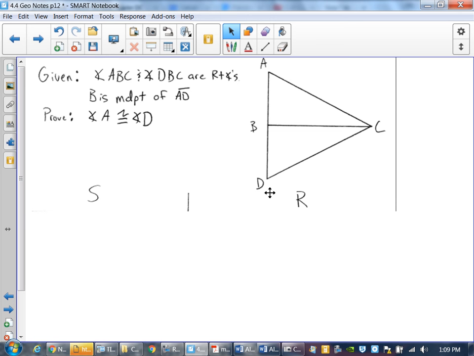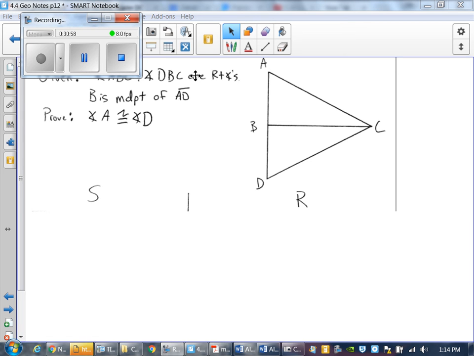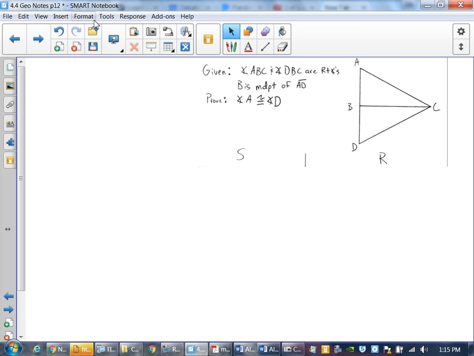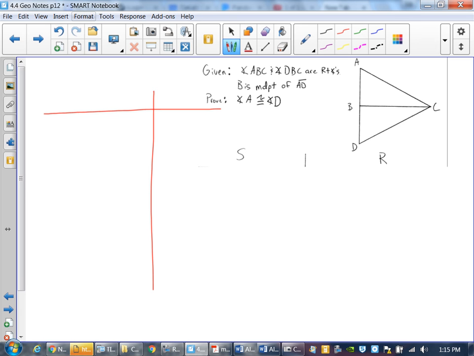Mark your diagrams. Again, all you have to do is start with the given. Look at your progression sheet and fill in the blanks.